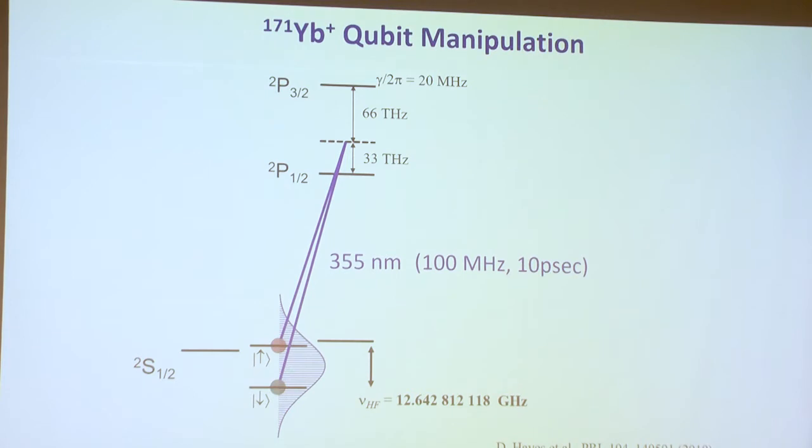Well, we actually do this with a pulsed laser, and therefore we have a frequency comb. It's a little technical, but there's all kinds of opportunities here by tuning the comb and so forth that we can drive this transition, and we can scan the beat note detuning and so forth.